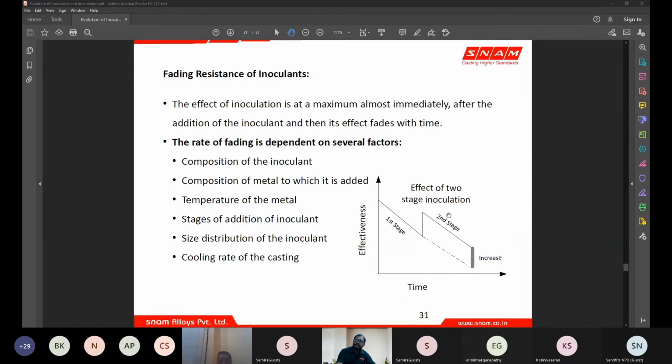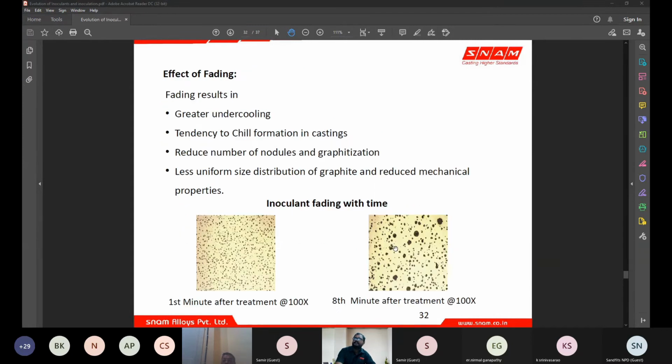And if the choice of your second stage inoculant is good enough, then you can even maintain a higher level of effectiveness. So this is how two-stage inoculation or three-stage inoculation, or splitting the same amount of inoculant and adding it in two different locations, gives you a better effect.